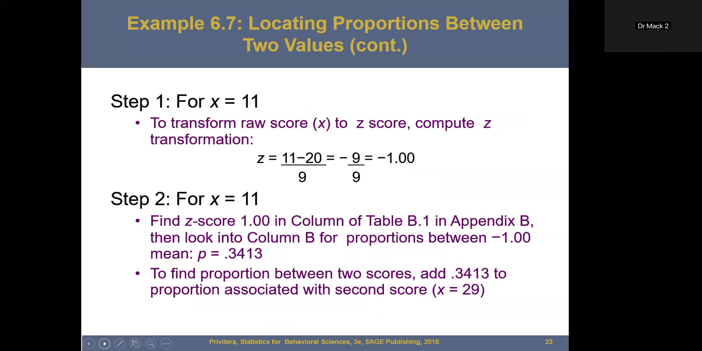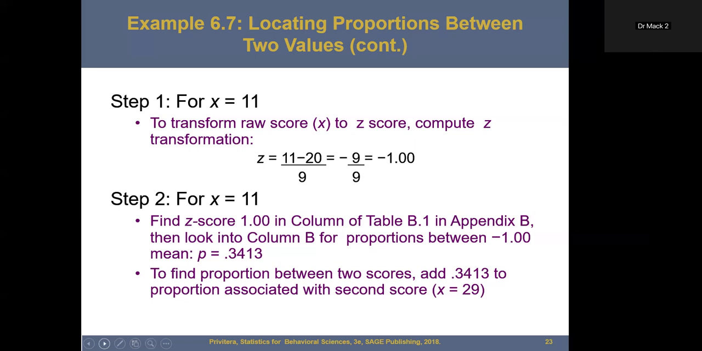So here's our first one. For x is equal to 11, we're going to plug that in. So 11 minus 20, x minus m, that's our mean, over standard deviation, which is 9, is -1. So we're going to look up the z-score in column B of appendix B. Look at B for the proportion between -1 and mean, p is equal to 0.3413.